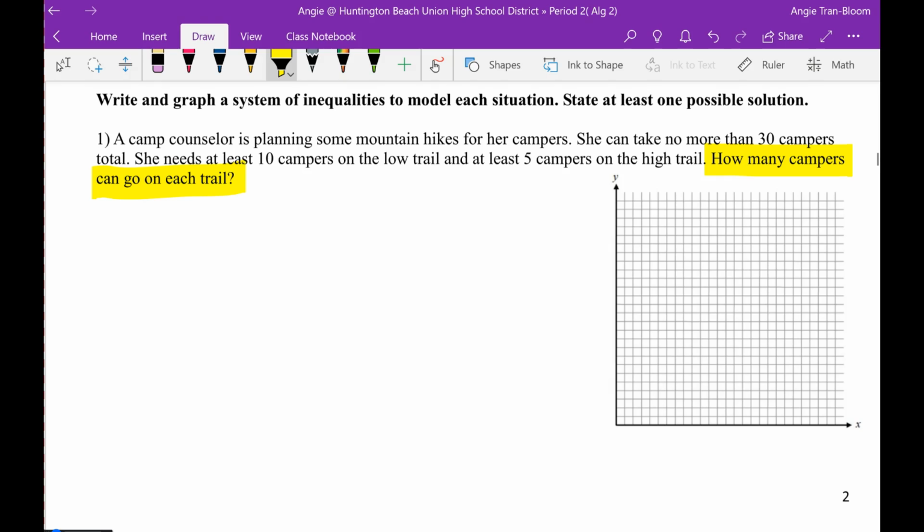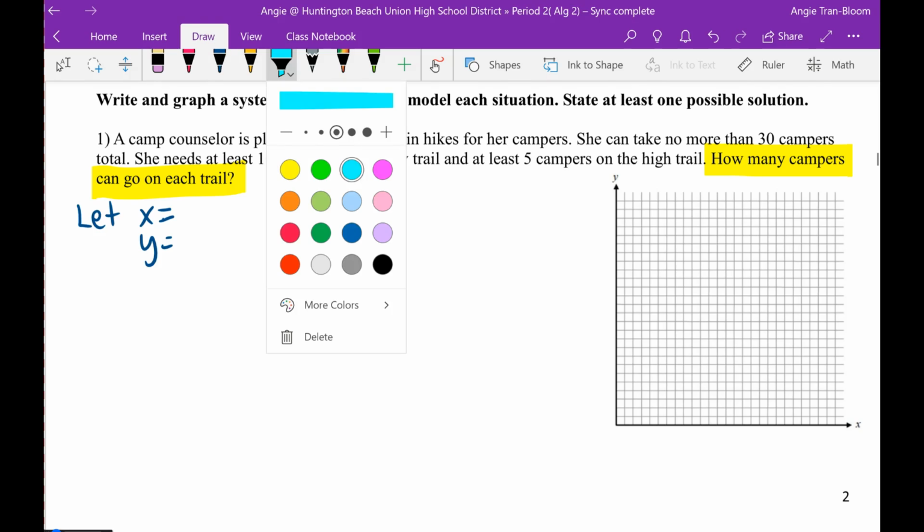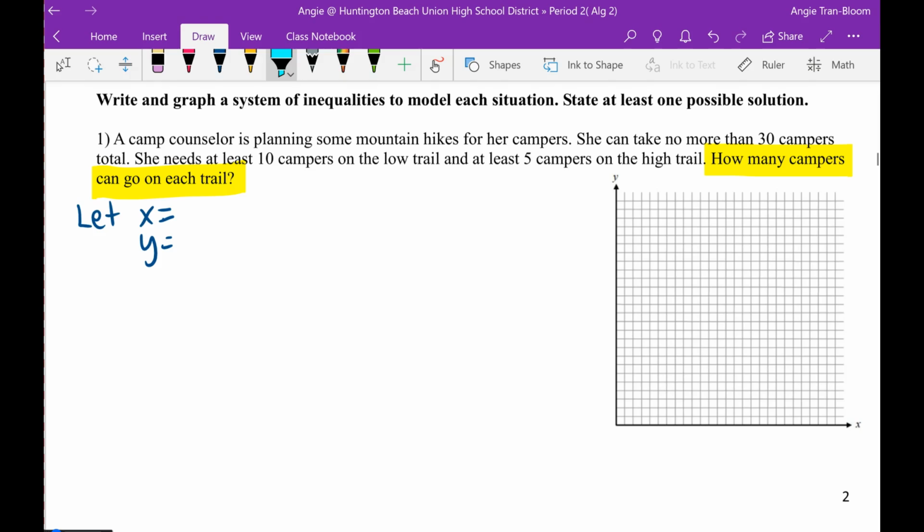And in one of those lines that you just got done reading, it says, hey, use the question to state your variables. Let X be what and let Y be what. And by the way, you don't have to use X and Y. You can use whatever you want. Okay. How many campers can go on each trail? How many different kinds of trails are there? 2. Give me one of them. Low trail. So there's a low trail. How many people does she want to take here?